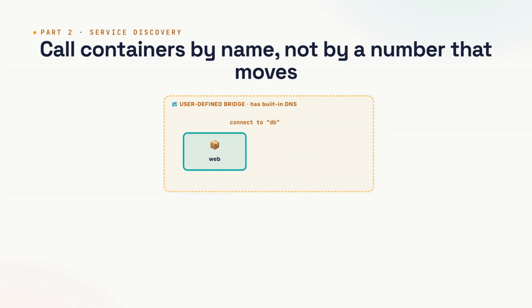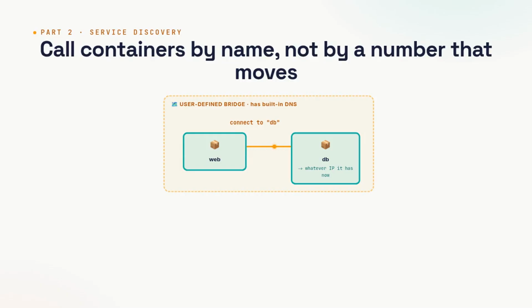When you create your own user-defined bridge network and attach containers to it, Docker runs a small internal DNS server. Your web container can simply connect to the hostname db. Docker's DNS resolves that name to whatever IP the database has right now. It restarts, gets a new address, doesn't matter. The name always points at the live container. That internal DNS is your harbor master. You ask for an island by name, and he knows exactly where it is today.